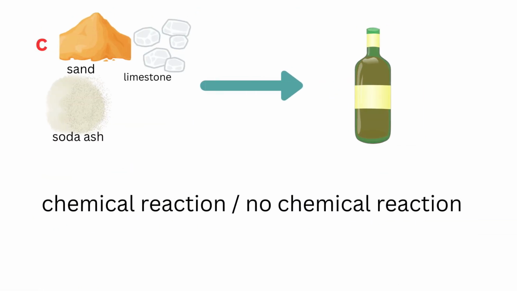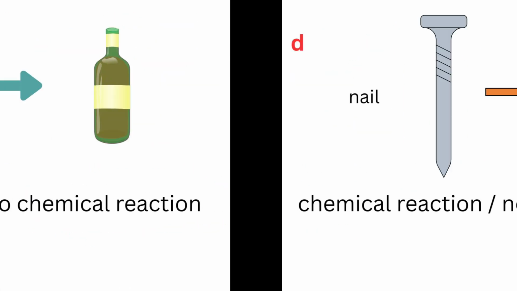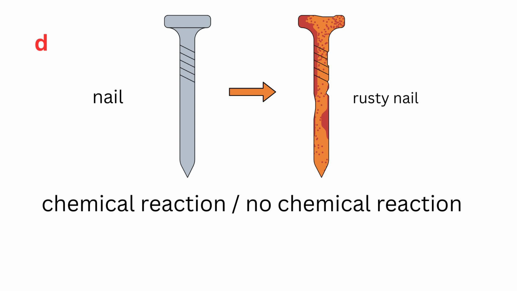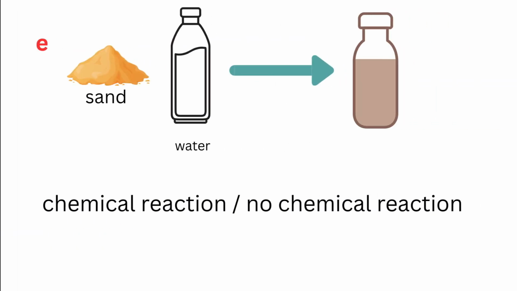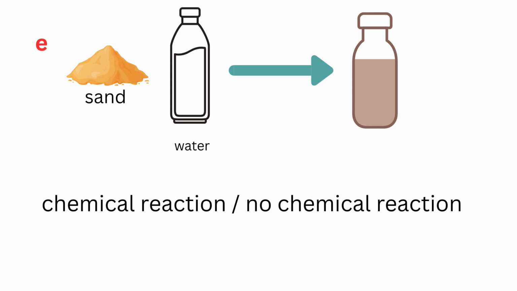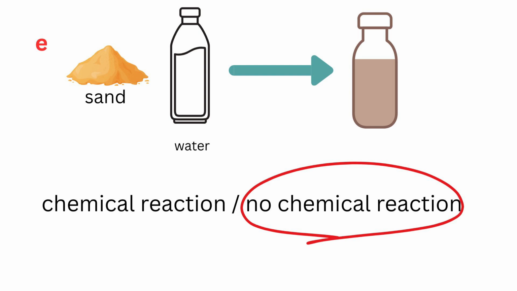Picture C showing that combining of sand, limestone, soda ash became a glass bottle. So this is a chemical reaction. Picture D showing that a nail becomes a rusty nail. So this is a chemical reaction. Picture E showing that combining of sand and water became the sand bottle. So this is no chemical reaction.